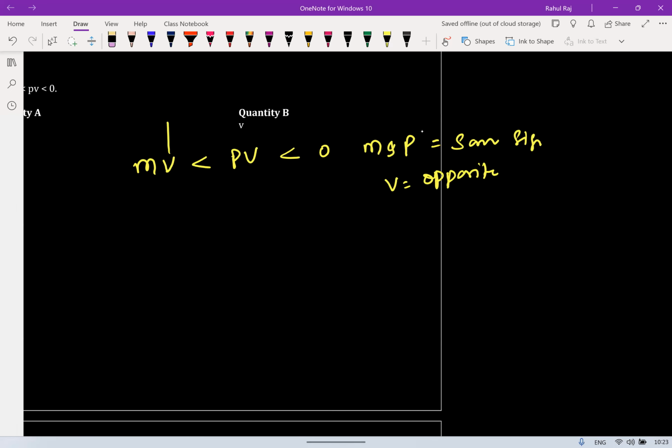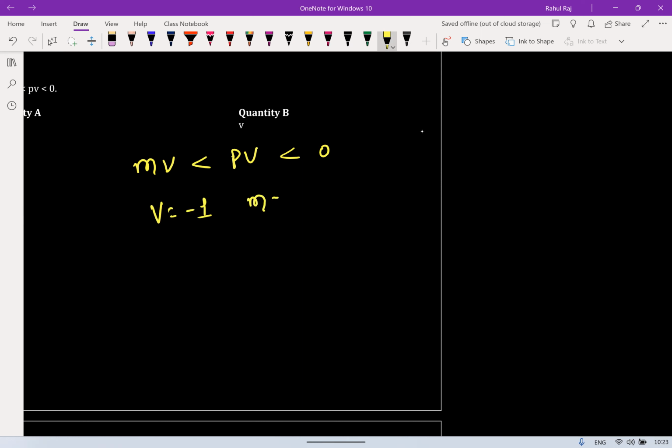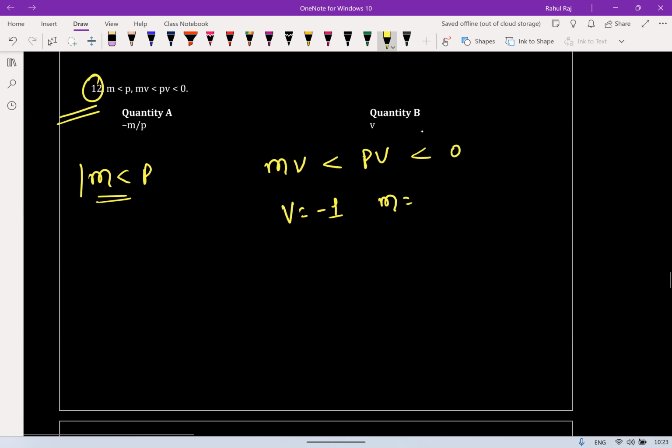The second is, Alexa, check here. Imagine I'm taking some numbers. Let's say V is equal to -1, and it is given to me M is less than P also. So I'm taking M is equal to 5 and P is equal to 10. Am I eligible to take all these numbers? Considering the condition given to me, M should be less than P. Agreed? Any problem here?